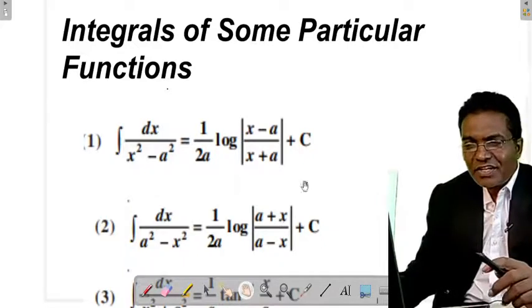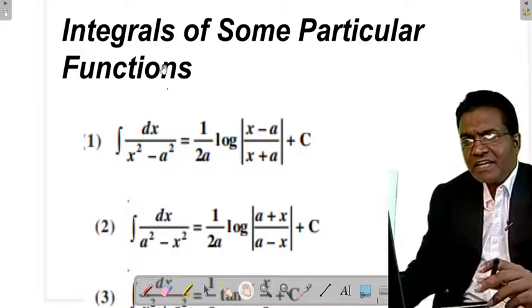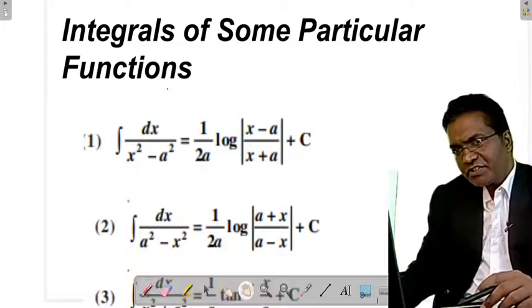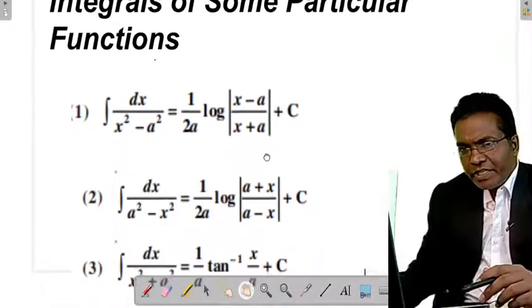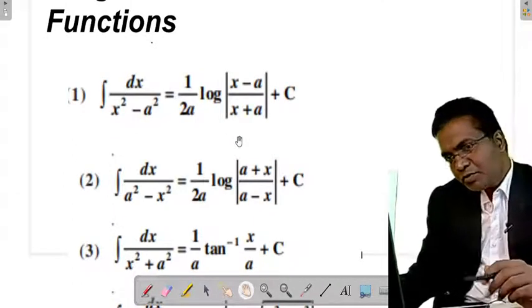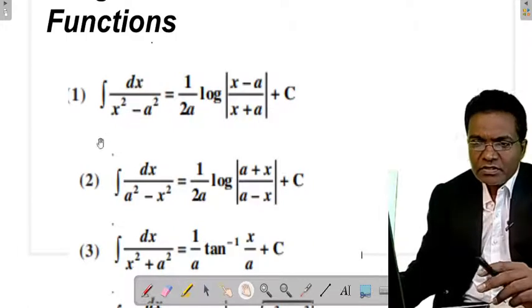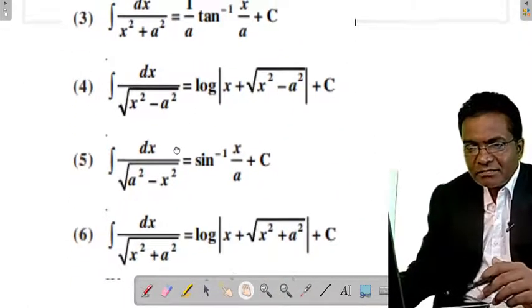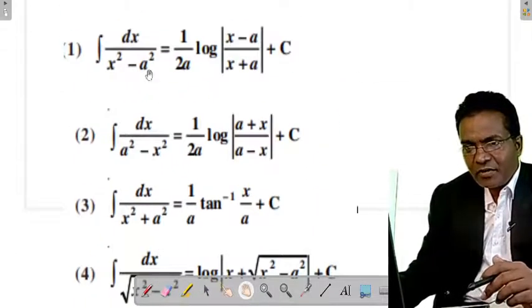In this session, we will be discussing integrals of some particular functions. From the point of examination, you will be asked to prove one of them. There are 6 standard particular functions in this form.